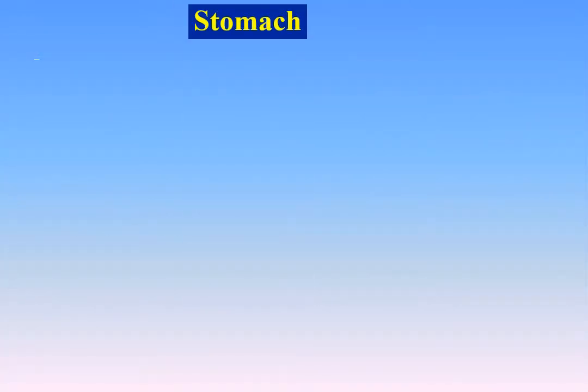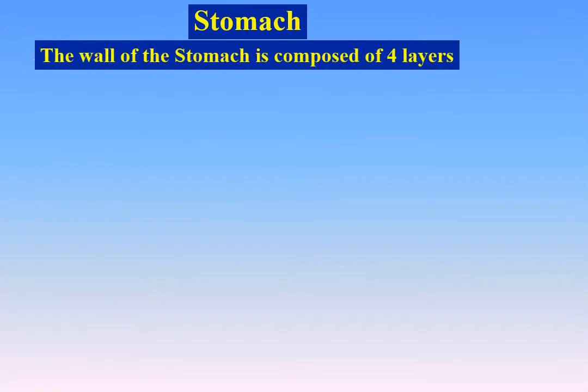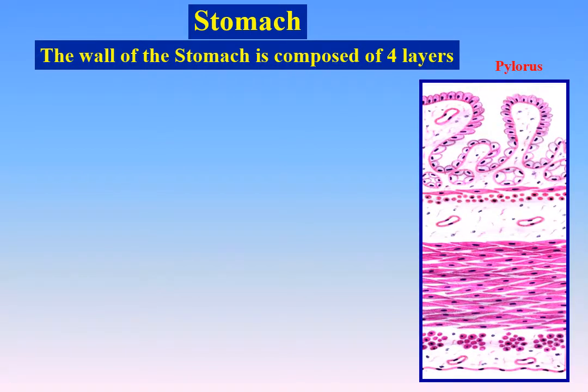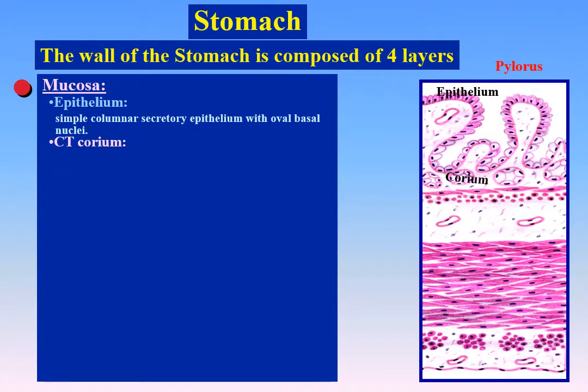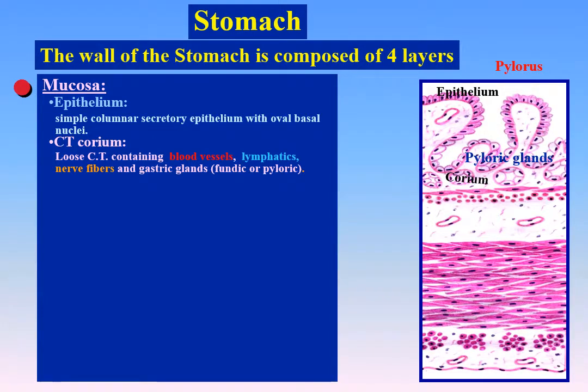Stomach. The wall of the stomach is composed of 4 layers. Mucosa. Epithelium is simple columnar secretory epithelium with oval basal nuclei. Corium is loose connective tissue containing blood vessels, lymphatics, nerve fibers, and gastric glands, either fundic or pyloric glands. Muscularis mucosa is formed of 2 layers, inner circular and outer longitudinal.